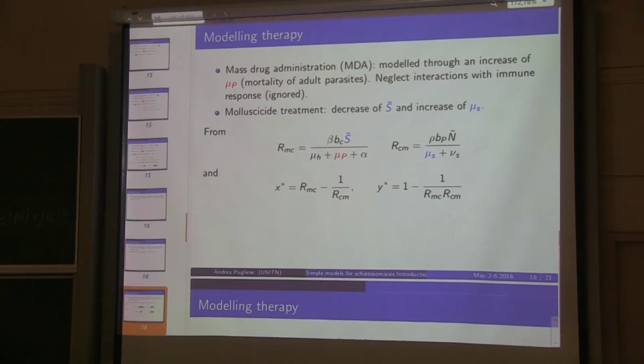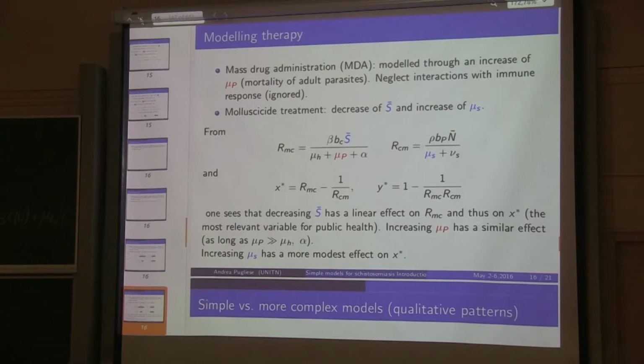Well, if you remember the relations, basically mu p enters in what I called RMC, so it enters here. Bar S enters in the quantity here, while mu S enters here. So one can get some sort of idea. If we are able to decrease the snail density, decreasing snail density will have a linear effect of decreasing RMC, and this will decrease linearly the prevalence, the mean parasite load.